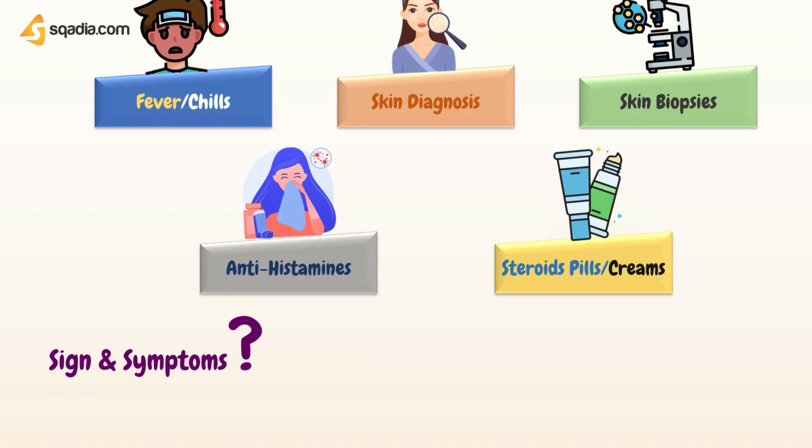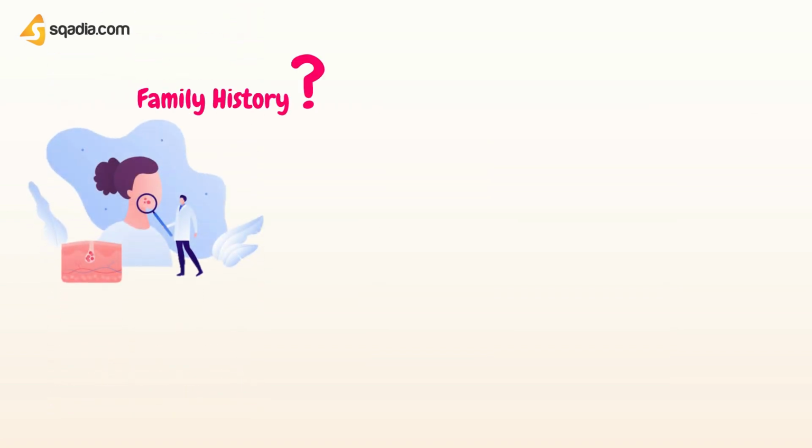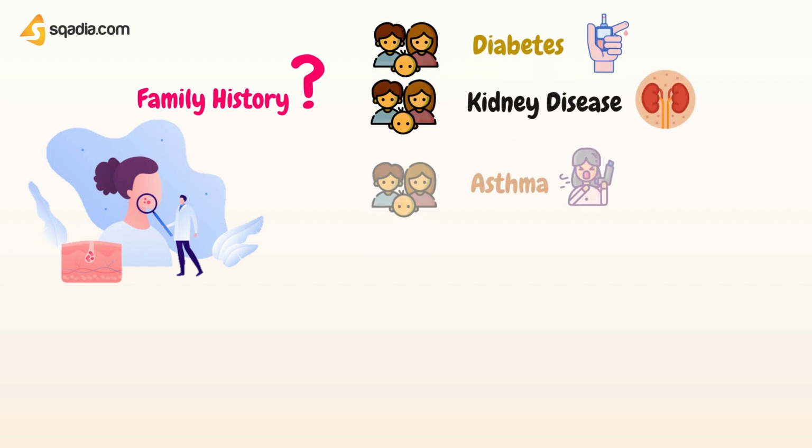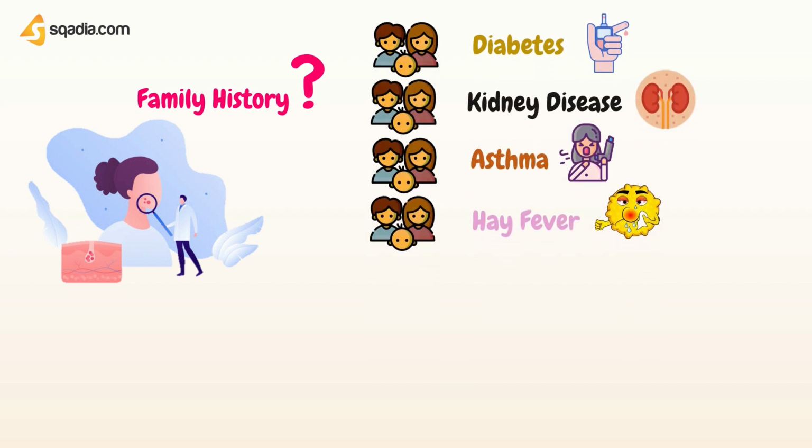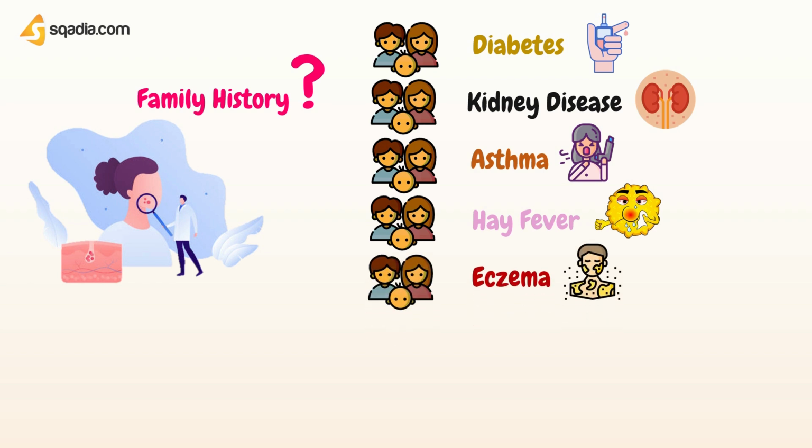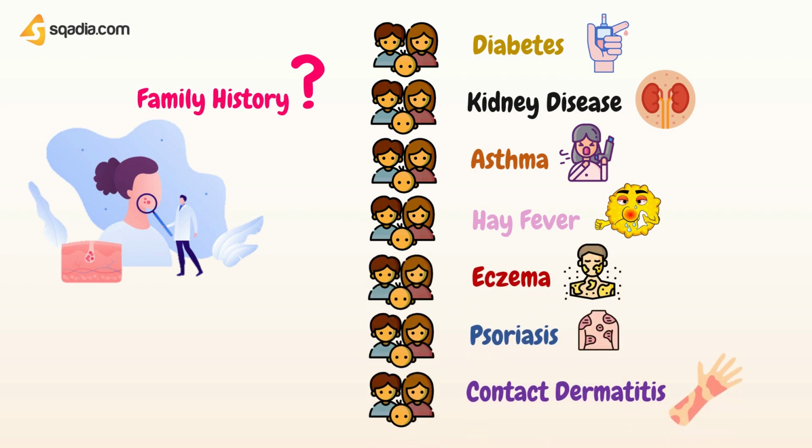You will ask your patient if they or anyone in their family have had any of the conditions like diabetes, kidney disease, asthma, hay fever, skin diseases such as eczema, psoriasis, or contact dermatitis.